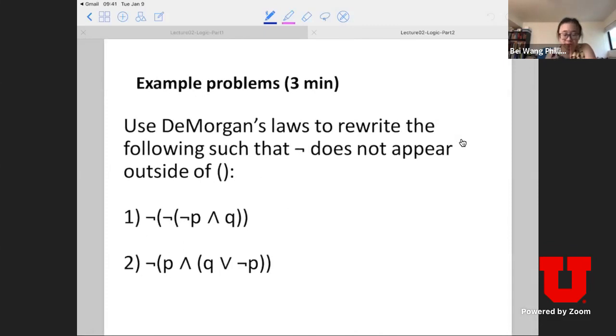So now let's do some practice problems. You can pause the video now. It's going to take you roughly 3 minutes. The idea is to use De Morgan's law to rewrite the statement such that the negation sign does not appear outside of the parentheses, okay? For the first problem, there are actually 2 different ways to do it. They all lead to the same answer, but it would be interesting to think about 2 different ways to solve the first one, okay? So let's do it one by one.